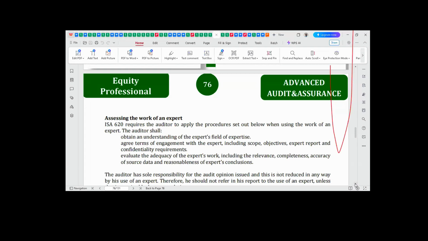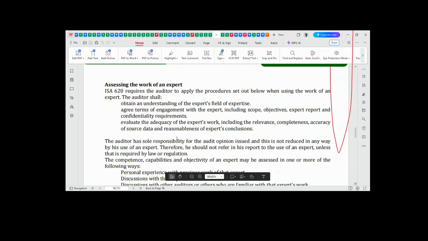and the conclusions that he arrived at. His conclusion should be realistic. The expert's conclusion should be realistic. All right? And that's what I said here. The auditor has sole responsibility for the opinion issued, and this is not reduced in any way by its use of experts. You can see what I just said now. I've said it already. This particular one: the auditor takes full responsibility for the work of the expert. That's what they are trying to say there.